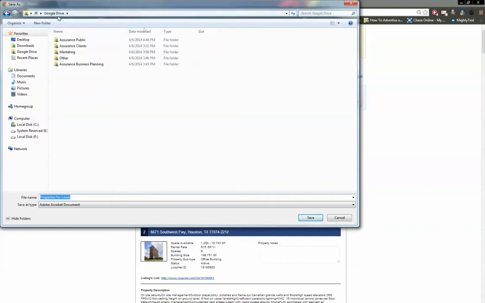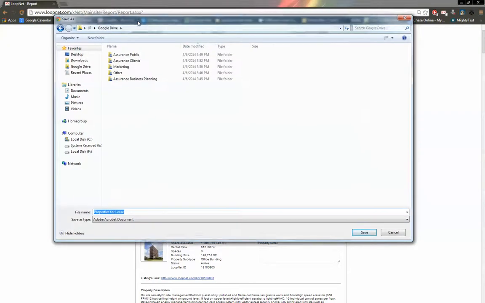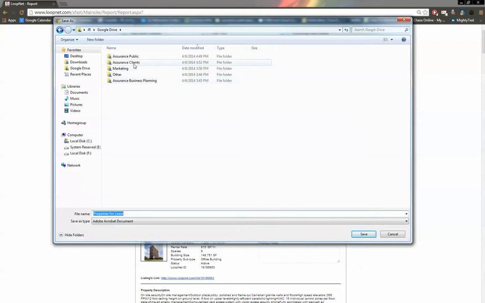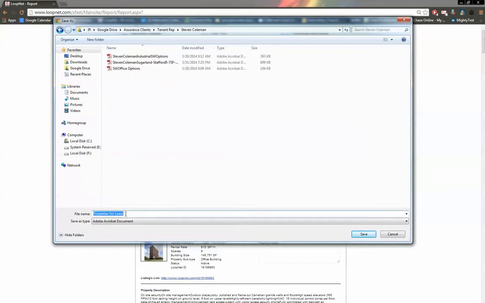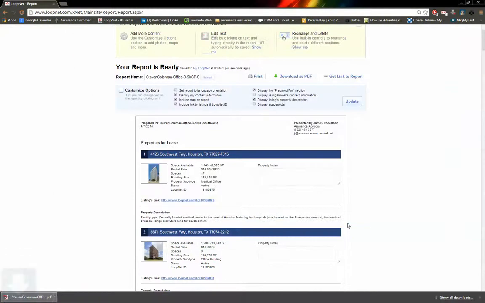Now I have this automatically saved to my Google Drive, and if your file structure is set up like it's supposed to, you just go straight to your clients, tenant representation, and that's him, Stephen Coleman. And I can just cut and paste again that title I did, so it's easy to remember, and boom, that's done. So that's how you do a Loopnet report. Don't forget to send it to your clients after you do it, by the way.